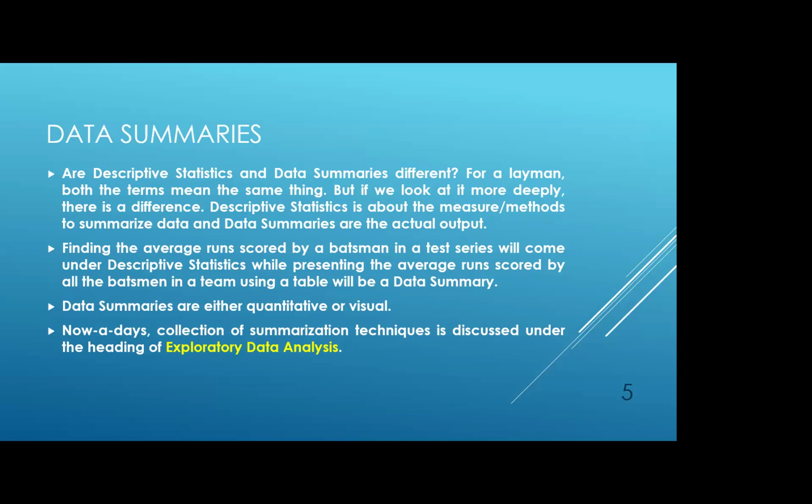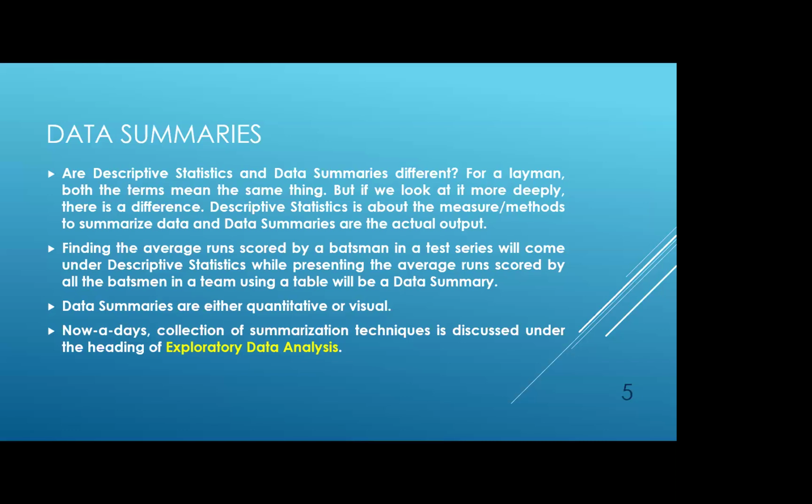So descriptive statistics is about the measures or methods to summarize data, and data summaries are the actual output. So when you talk about descriptive statistics, you are talking about the methods, like say your average, your mode, your other things. And the output you get, that is actually a summary. So descriptive statistics are the methods and data summaries are the output. So you use descriptive statistics to get hold of your data summaries.